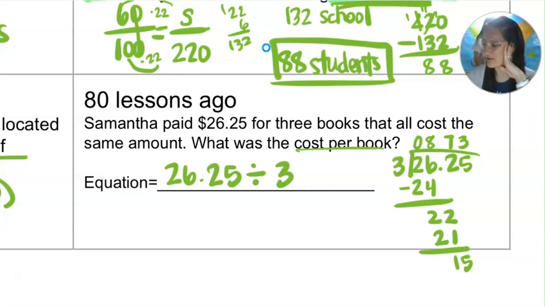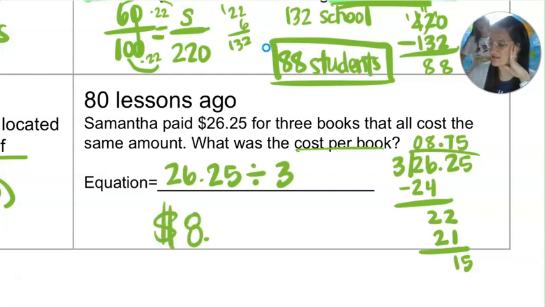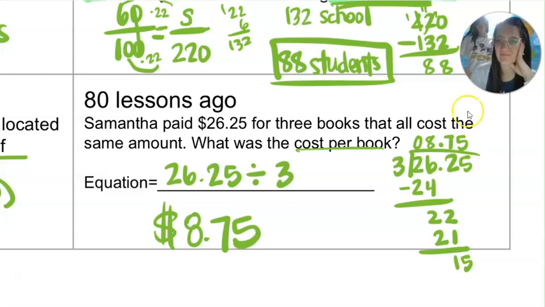Do you agree with that? Nope, I don't agree with that. That should be a 5. Okay, so each book costs $8.75. Is that a good cost for a book? Depends on what kind of book it is.